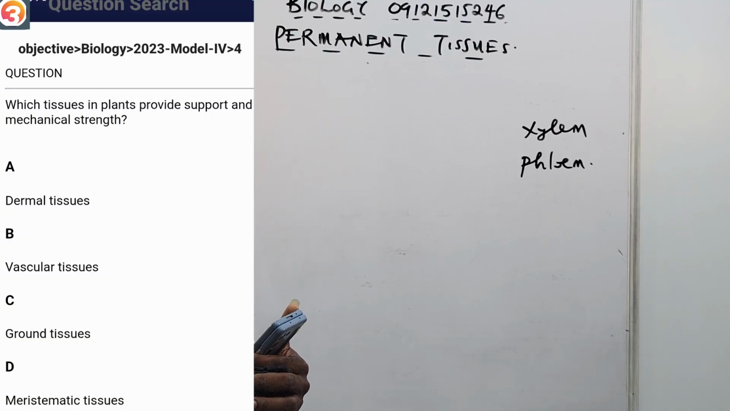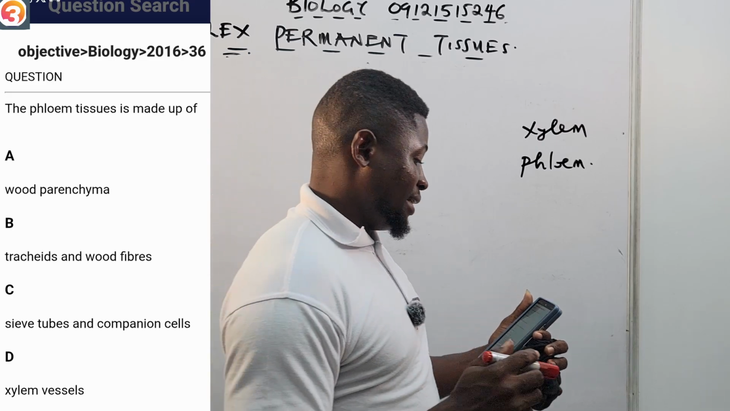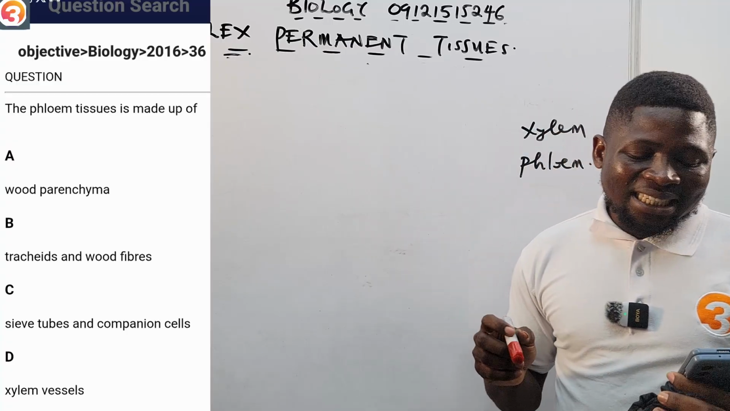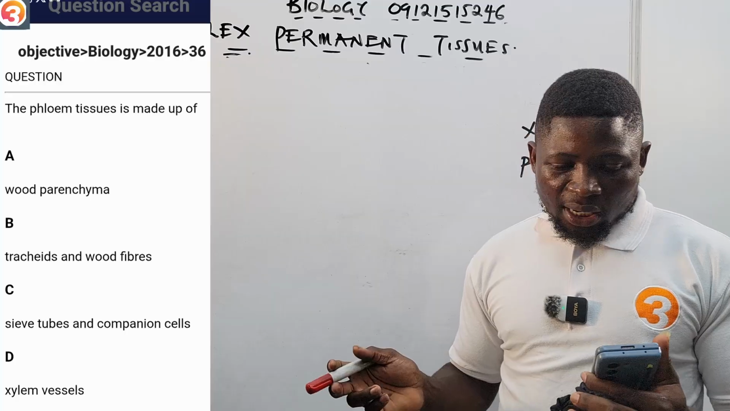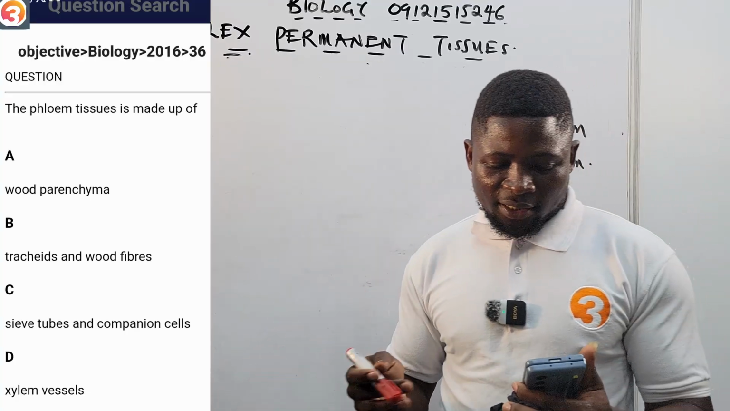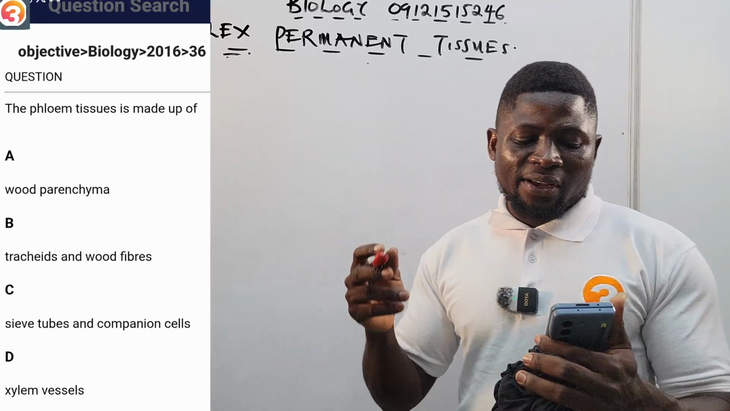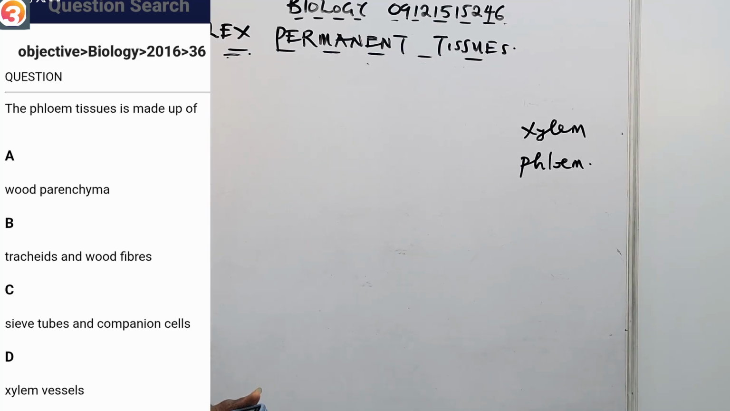Now let us see 2016 number 36. The phloem tissue is made up of: A says wood parenchyma. Is wood parenchyma part of the phloem tissue? No. B says tracheids and wood fibers. Is trachea part of phloem at all? No, trachea is even a xylem component. C says sieve tubes and companion cells. Is that correct? Very correct. The correct answer is sieve tubes and companion cells. That's why you must know all the components of phloem and xylem. If you do not know them, ensure you do immediately.